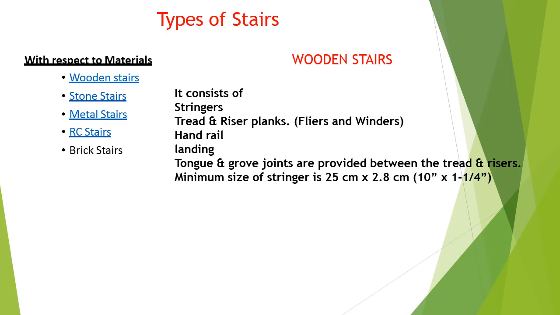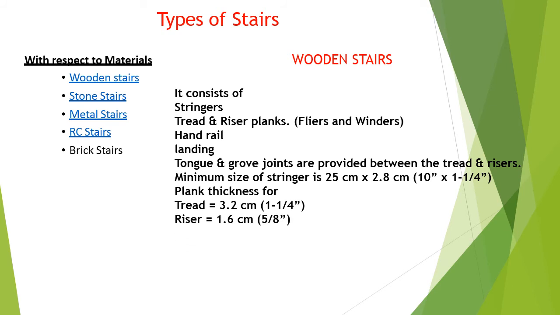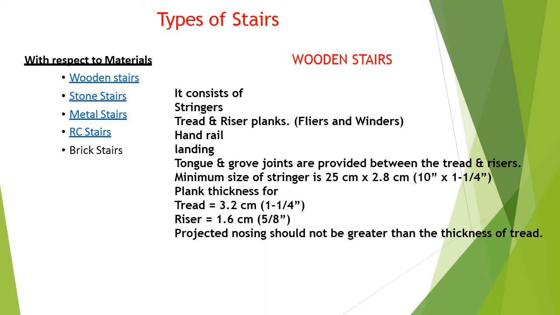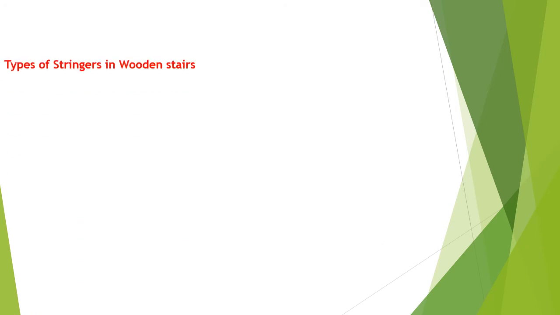Minimum size of the stringer is 25 cm by 2.8 cm, that is 10 inches by 1 1/4 inches. Plank thickness for tread should be 3.2 cm, that is 1 1/4 inches. Riser 1.6 cm, that is 5/8 of an inch. Projected nosing should not be greater than the thickness of the tread. Used for straight flight, quarter turn, half turn, or geometrical stairs.